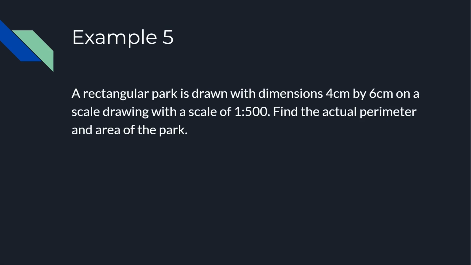And let's look at this final example. Number 5, a rectangular park is drawn with dimensions 4 centimeters by 6 centimeters on a drawing scale of 1 to 500. Find the actual perimeter and area of the park.